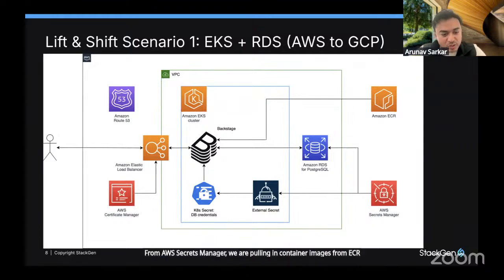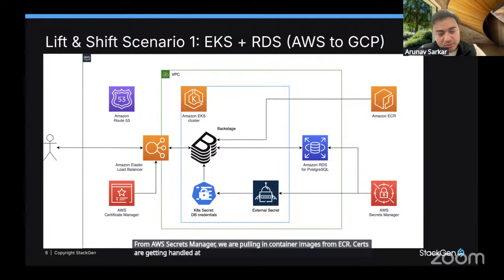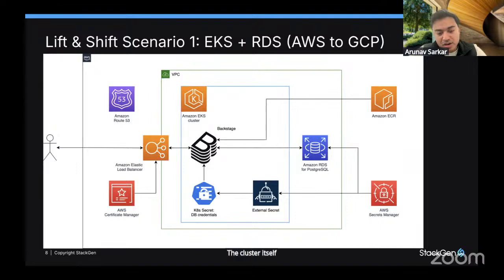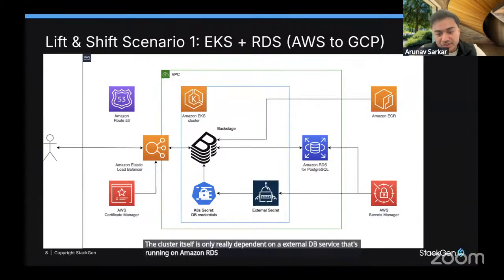Certs are getting handled at the load balancer level, and we have Amazon Route 53 setting up our DNS and routing tables for us. Okay, the cluster itself is only really dependent on an external DB service that's running on Amazon RDS, where we have PostgreSQL.